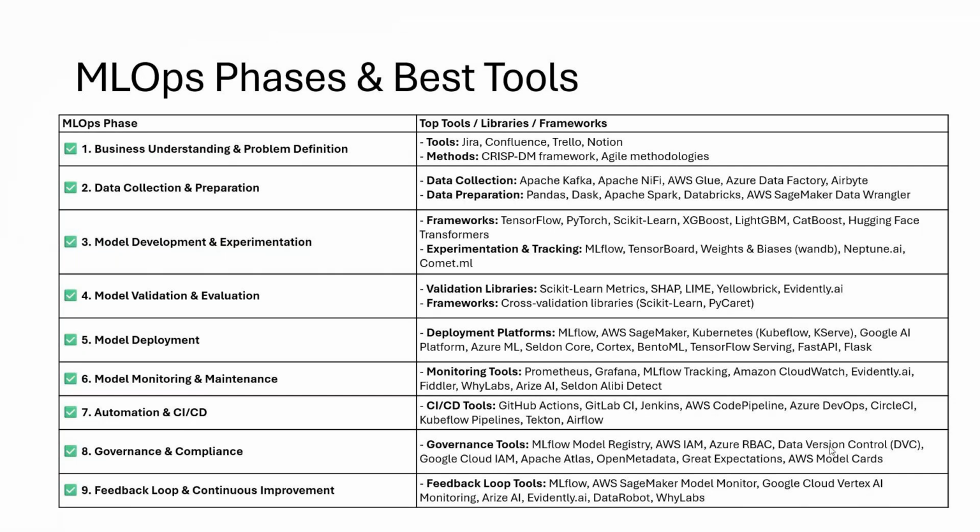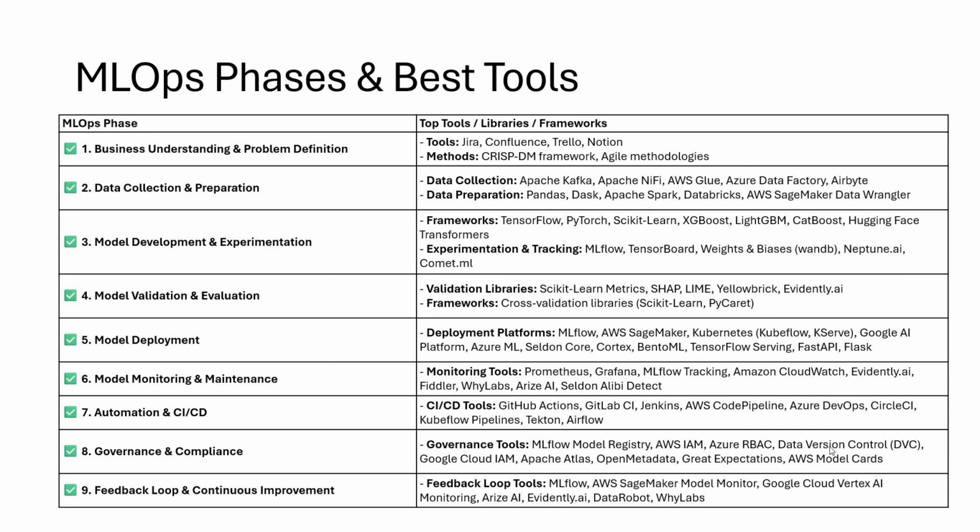for each phase. So if you're looking for that, this table will talk about it, how you can do it and which tools can be used for business understanding and problem definition. Some of the tools that can be used are Jira, Confluence, Trello, Notion, and some of the methods which we have are CRISP-DM framework and agile methodology.